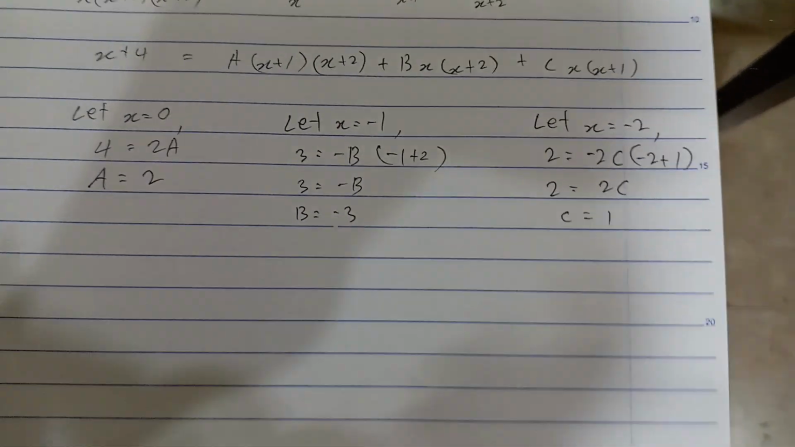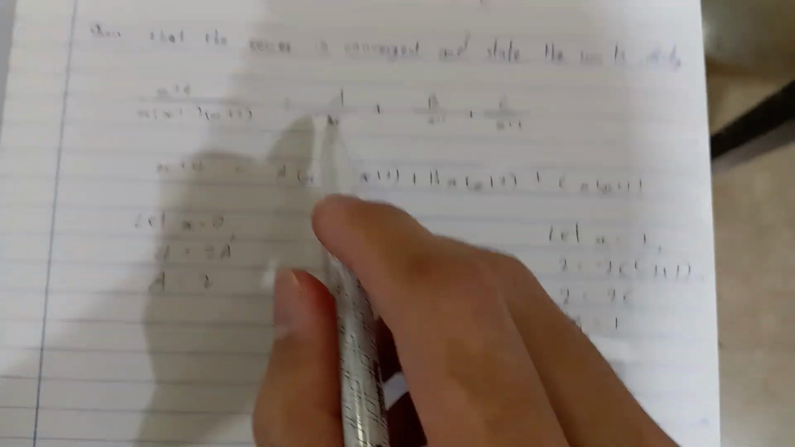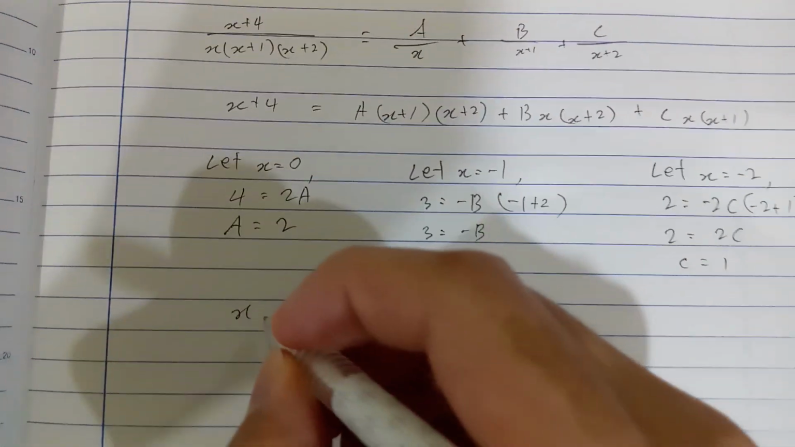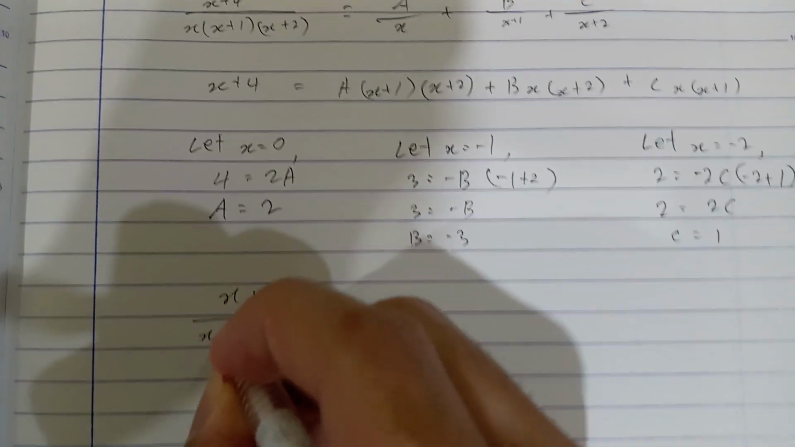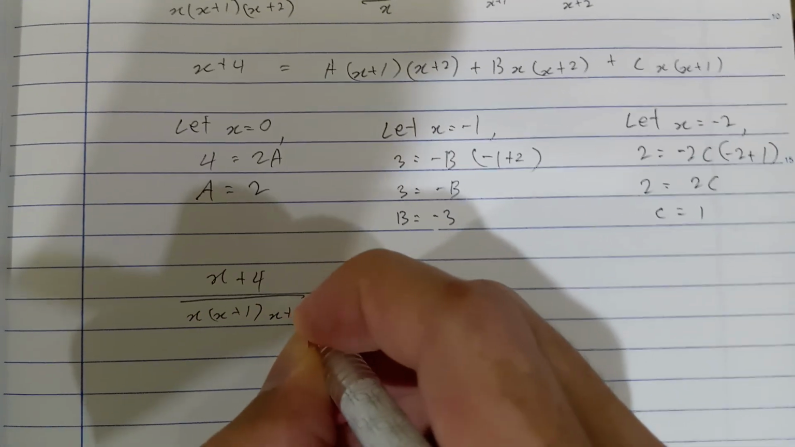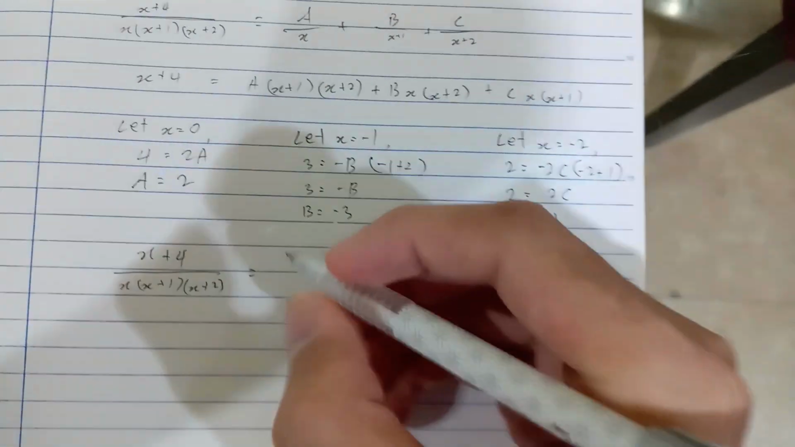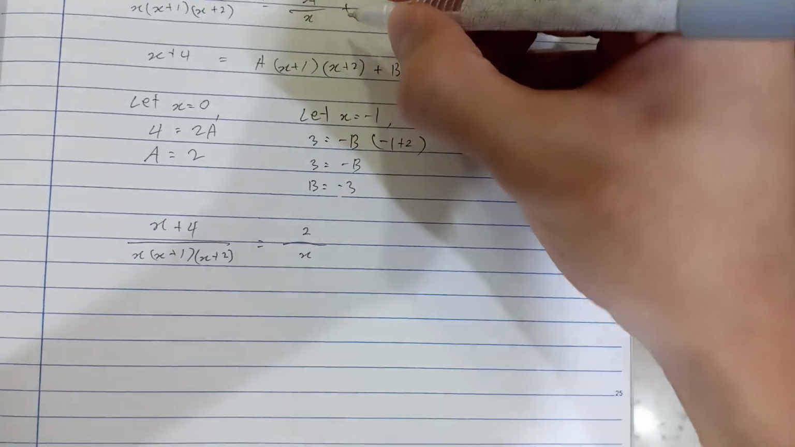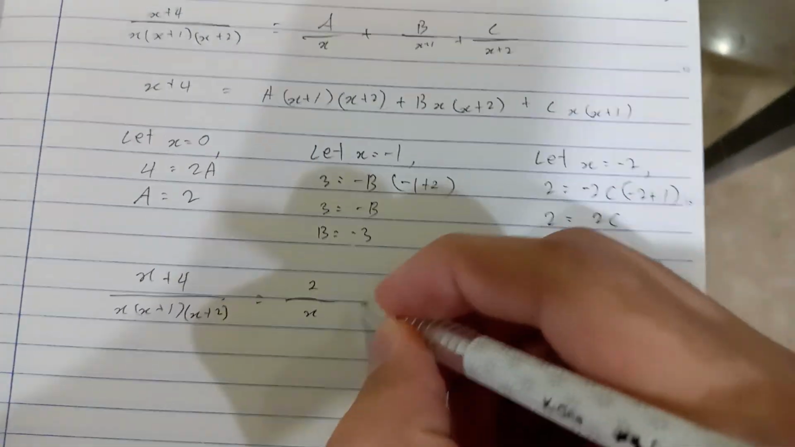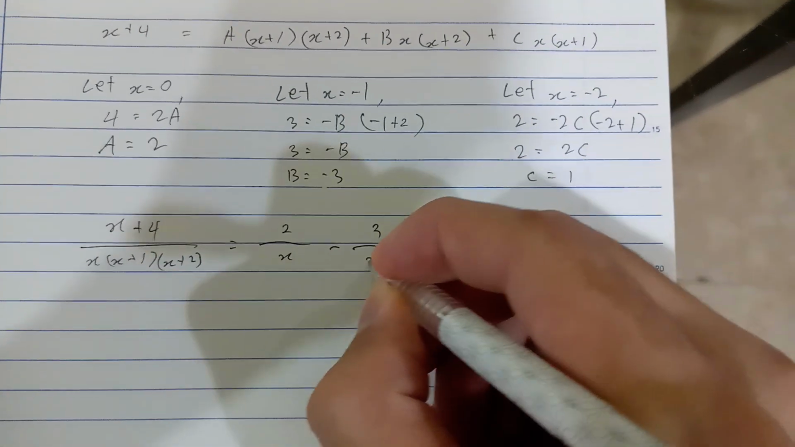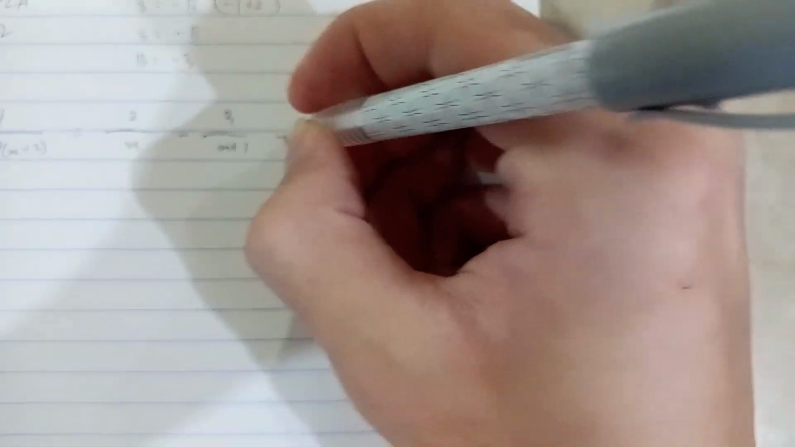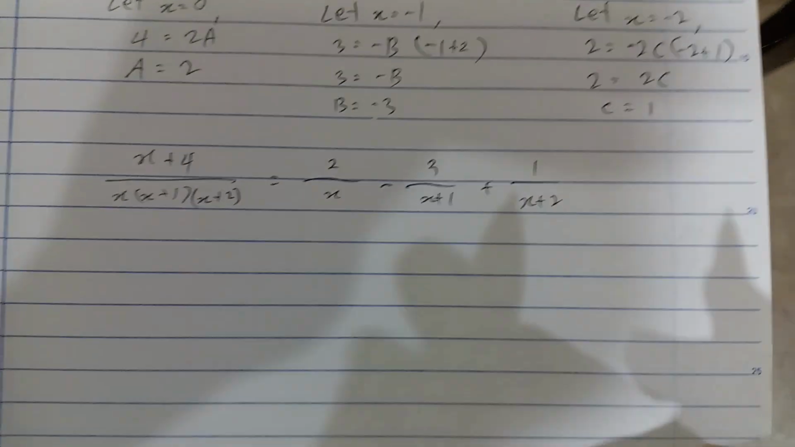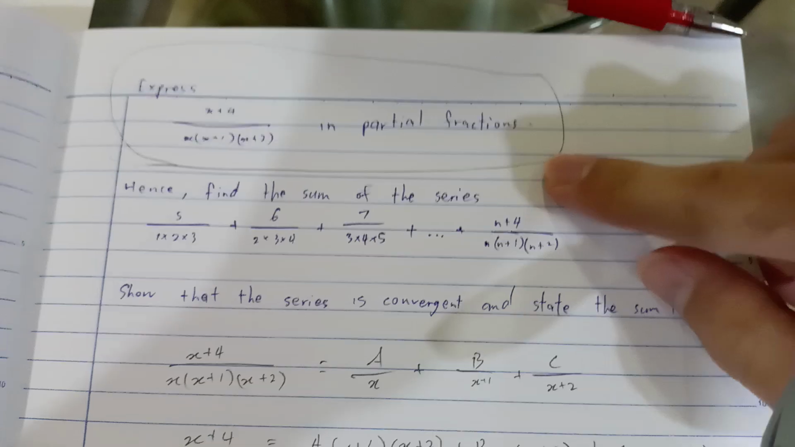So now you have found all three of your values of A, B, and C. Now you can change this into partial fractions, so you rewrite it down. (x plus 4) over x(x plus 1)(x plus 2) equals A, which is 2 over x, and B is -3, so I'll just bring the negative down to here: -3 over x plus 1, and plus 1 over x plus 2. So this is your partial fraction. You've completed the first part of the question.